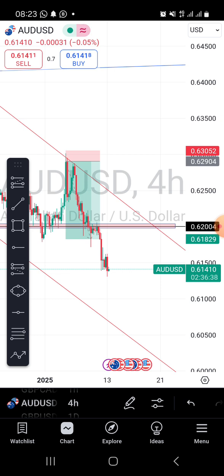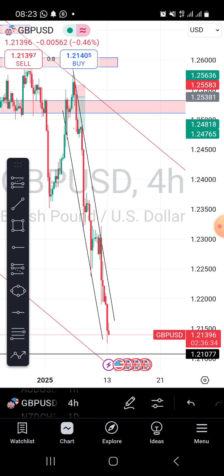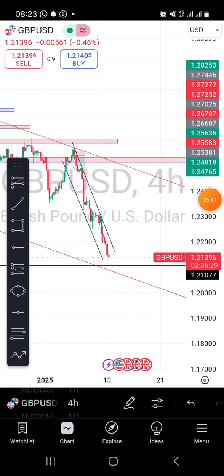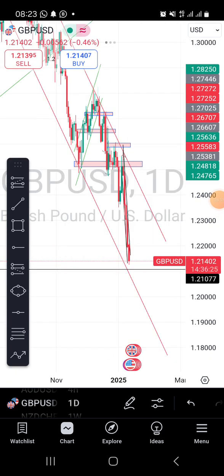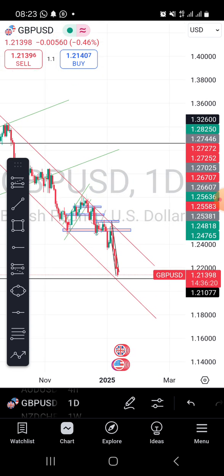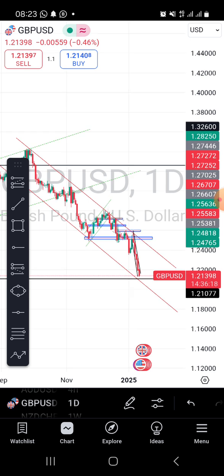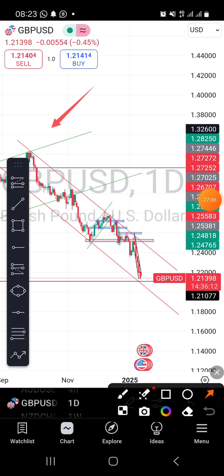So that being said, let's go to the final one on the list, GBP USD. GBP USD is in a strong bearish trend. Let's see that on D1. So we can see that on D1 here. First touch, second touch here, and third touch.